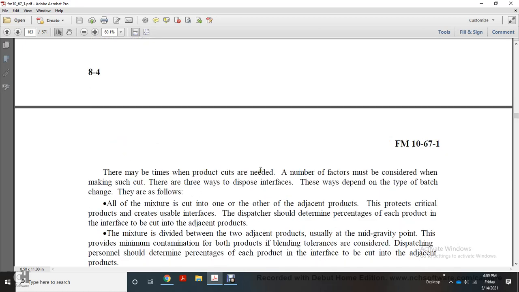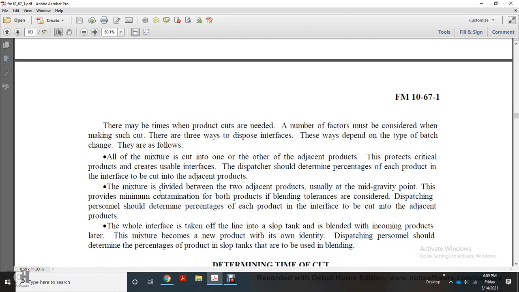There may be many times when product cuts are needed. A number of factors must be considered in making such a cut. There are three ways of disposing of the interface, depending on the type of batch change and its valves. All mixture is cut into one or another adjacent product, which protects critical products, or the procedure creates an unusable interface.